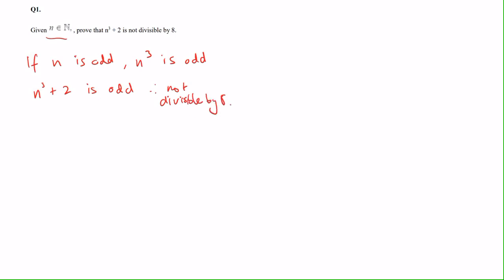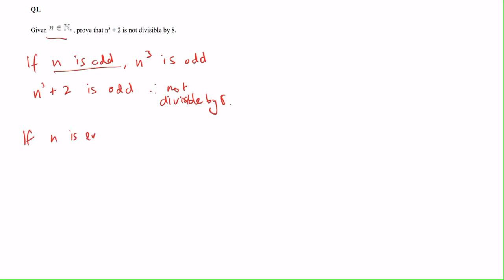So firstly I could say that if n is odd, then I know that n cubed is odd. So if I were to add 2 to that, that will still be odd, and therefore not divisible by 8. That only takes care of odd numbers though, so I'll also need to consider even numbers.